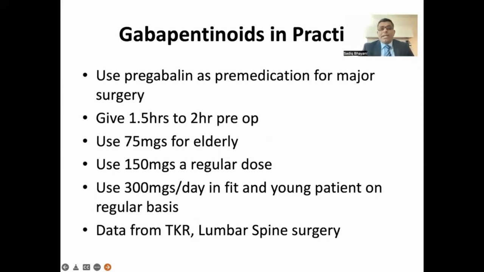Now, how do we use these drugs in practice? We as chronic pain physicians use them very often if a patient has neuropathic pain symptoms. So you use pregabalin as a pre-medication, given 1.5 to 2 hours before, at 75 milligrams, 150 milligrams as a regular dose. And if patients are fit and young, then you can actually go up to 300 milligrams per day. This is the data from total replacement of lumbar spine surgery. I just wanted to make the point that these drugs are only used for a 5 to 7 day period. After that, they need to be stopped because they have a high addictive potential, and you don't want patients to be hooked on these drugs. So be very mindful that these are only for short-term use.